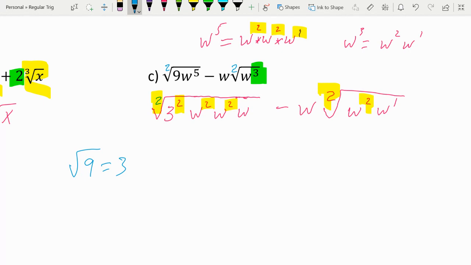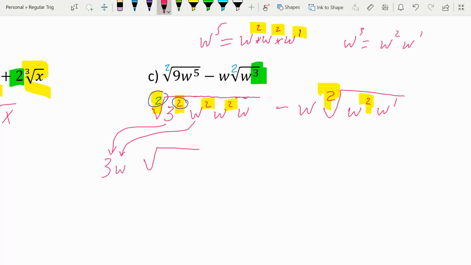So, the reason why the answer is 3 is because this index and that exponent kind of cancel each other out. All right. So when I'm doing this problem, this 3, because the index and the exponent are exactly the same, is now going to be written outside. Same thing with this w here. This w is going to come outside because the square root of w squared is just w. And then I have that w there also.